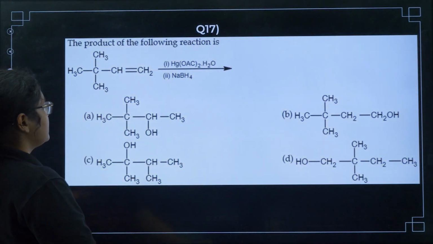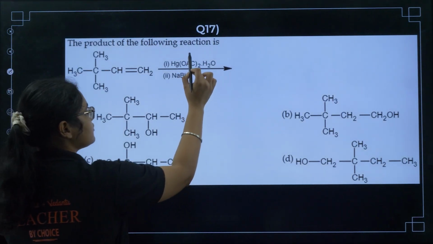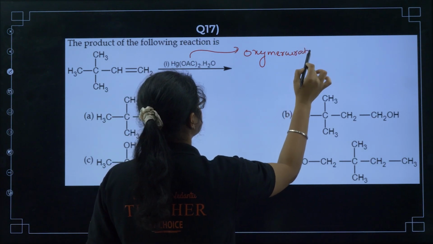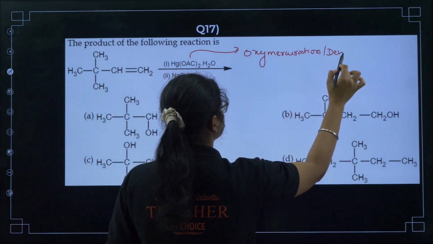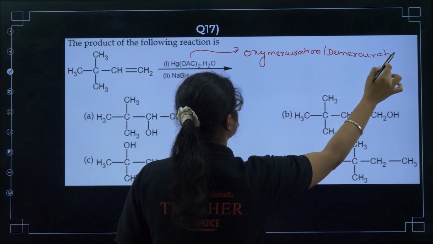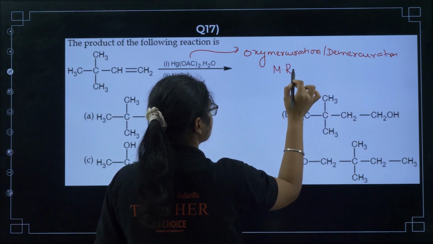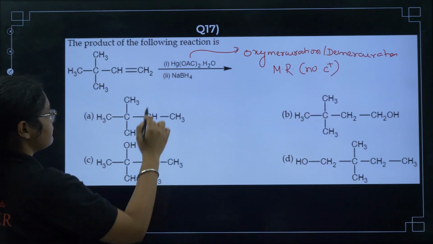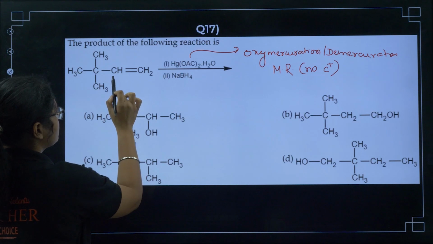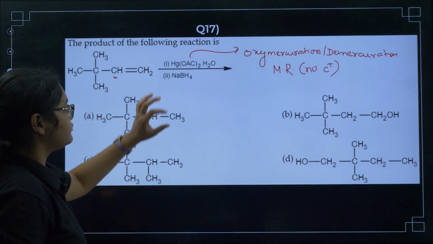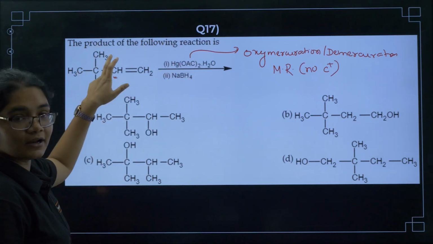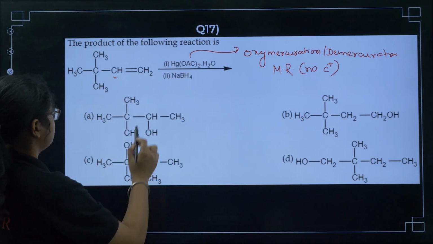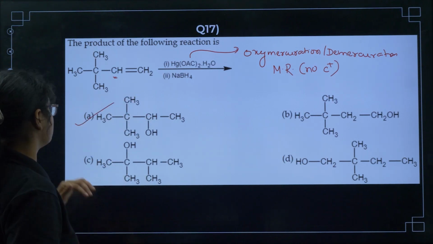Next you have to find the product here, Hg(OAc)2. So what is this? It is oxymercuration and demercuration, right? Oxymercuration and demercuration. So what basically happens here? Here Markovnikov's rule is followed, but no carbocation is formed. So if I simply apply Markovnikov's rule, water will go to the carbon having fewer hydrogens. But if this had been acidic water, you can see a tertiary carbocation was there, so there could be a rearrangement. But here there will be no rearrangement, directly Markovnikov's rule has to be followed. So OH will be attached here, H will be attached here, option A.